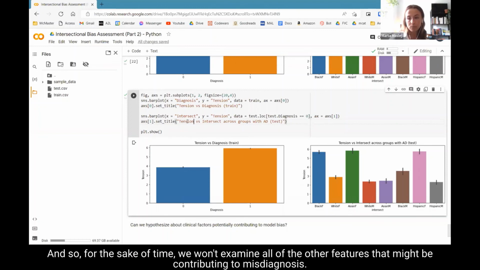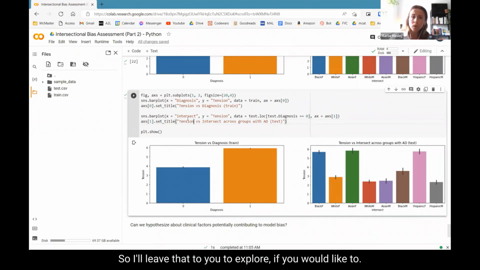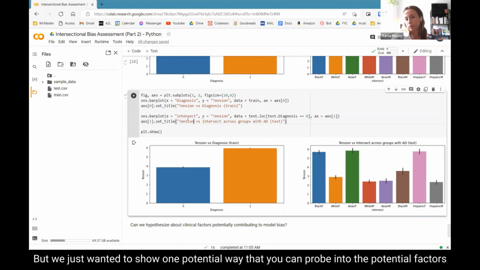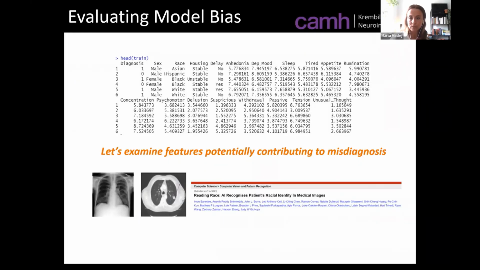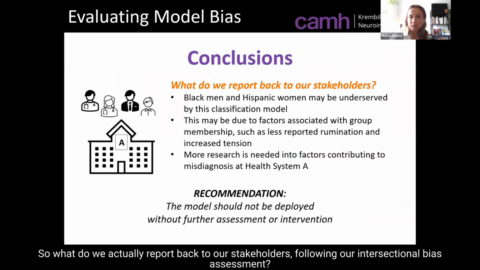For the sake of time, we won't examine all of the other features that might be contributing to misdiagnosis. I'll leave that to you to explore if you would like to. We just wanted to show one potential way that you can probe into the factors underlying misdiagnosis. So we'll return to the slides now, just to conclude. We'll go to the next slide.